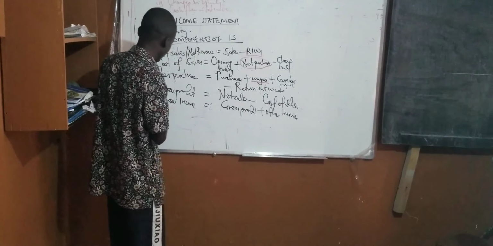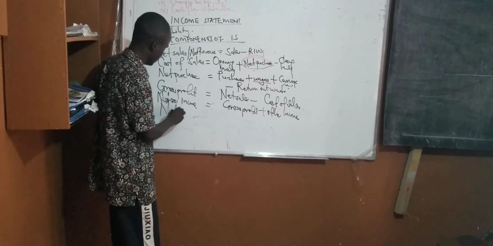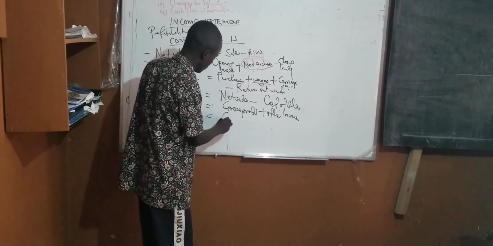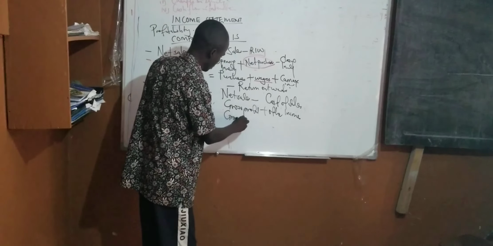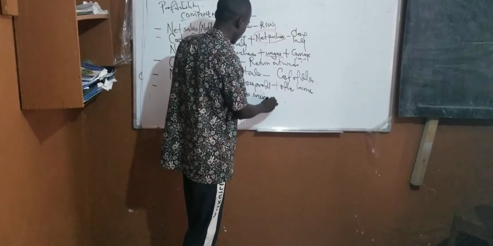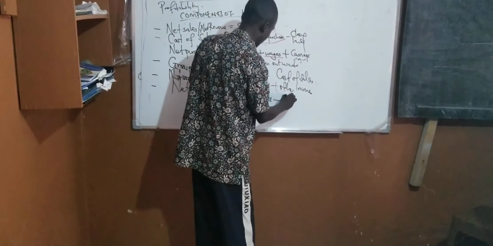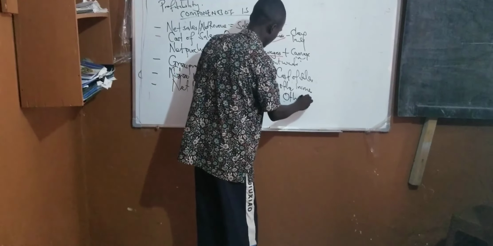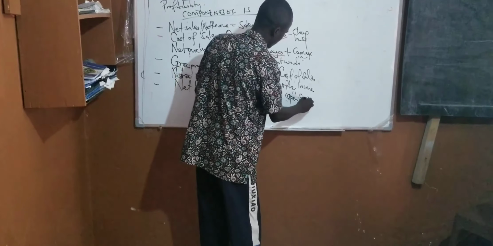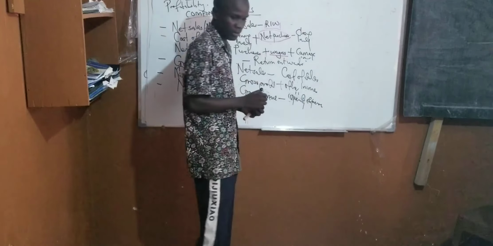Then we also have, lastly, the net profit. The net profit equals gross profit, gross income, minus other expenses, minus operating expenses. Income minus operating expenses. So these are the components.